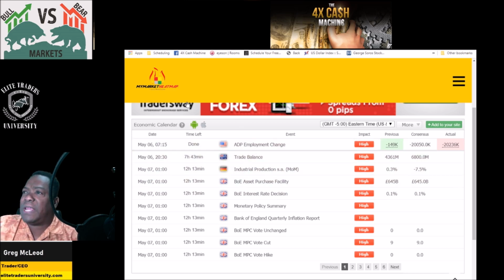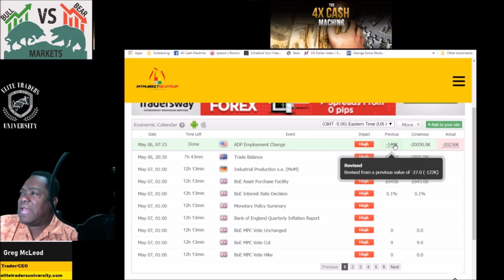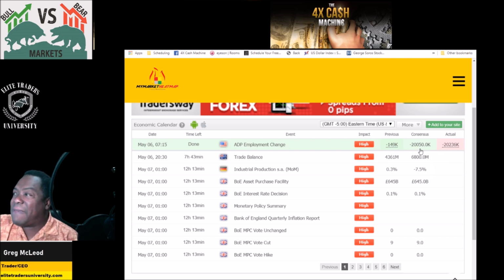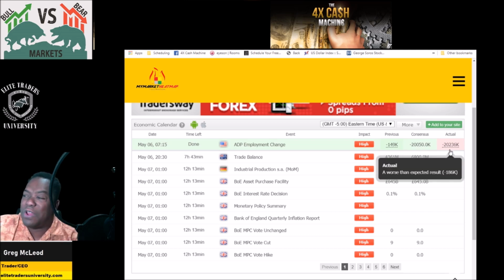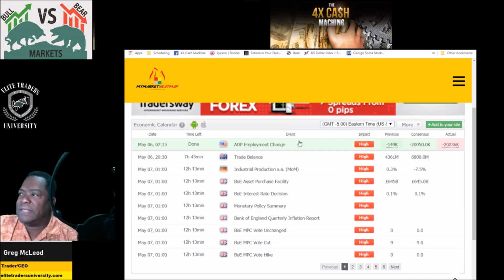But here we go. ADP employment change right here on my market heat map came out, and the previous was 149,000 jobs lost. They probably didn't count all the coronavirus people. It came out to be 20 million, right? This says 20,000. It's 1,000, 20,000, right? And actually, it was higher than what was forecast. The consensus was 20 million, right? It was actually 20,236,000. It was worse than expected.